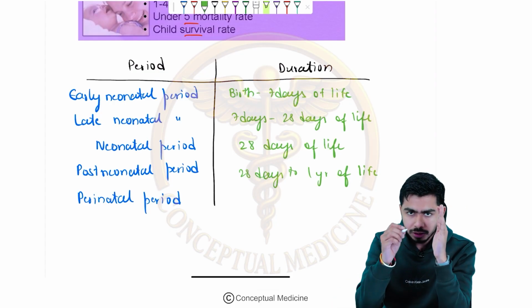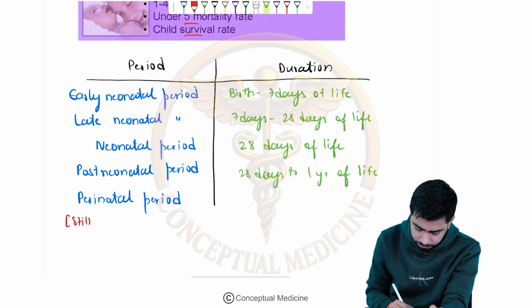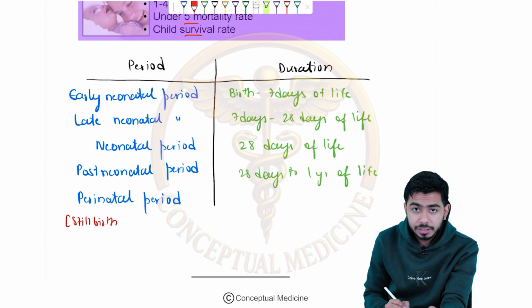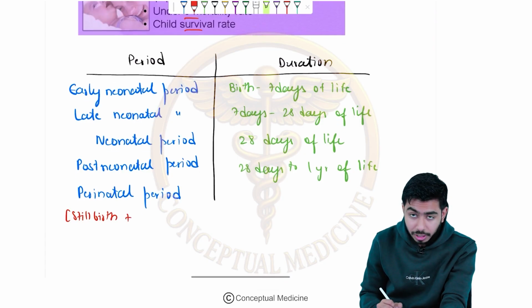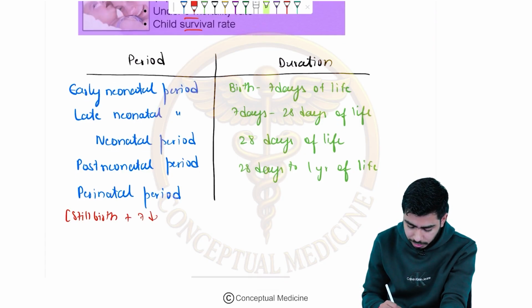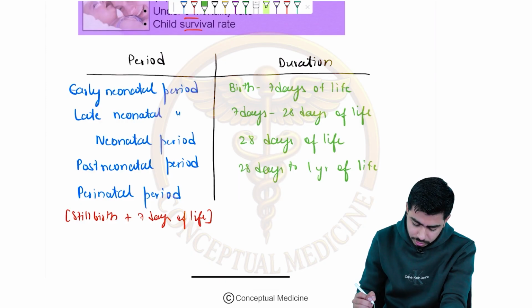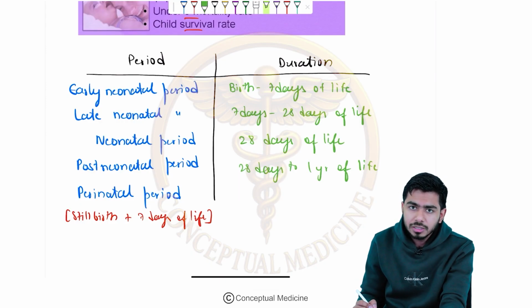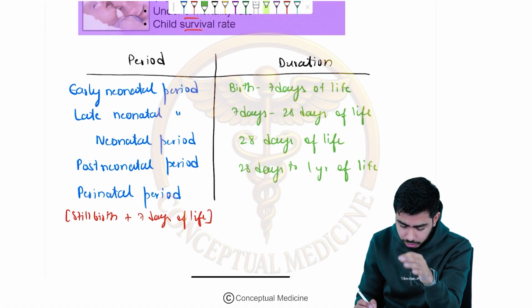Perinatal period means there is a stillbirth. What is the perinatal? Stillbirth, that is birth after 28 weeks of gestation, plus early neonatal period, that is 7 days of life, from birth to 7 days of life. So I'm just writing 7 days of life, or early neonatal period, whatever you want. So the perinatal period is from 28 weeks to 7 days of life.